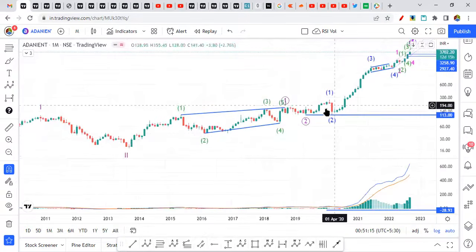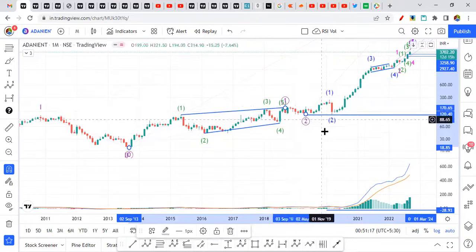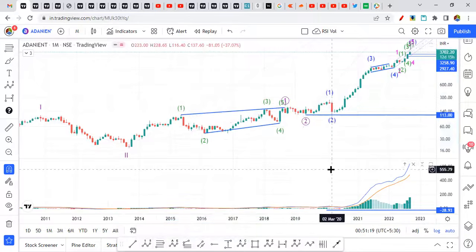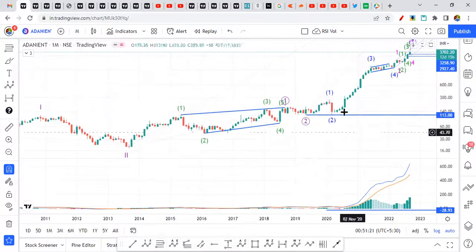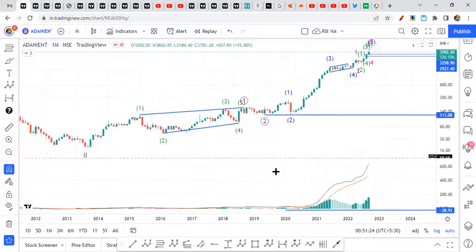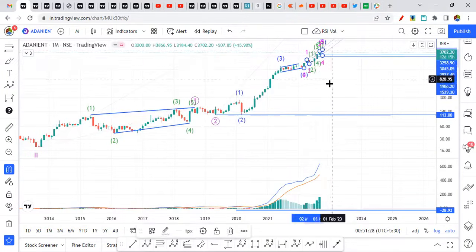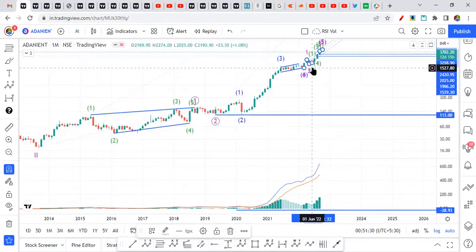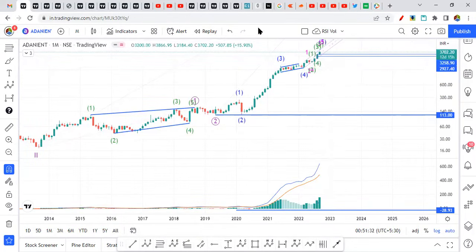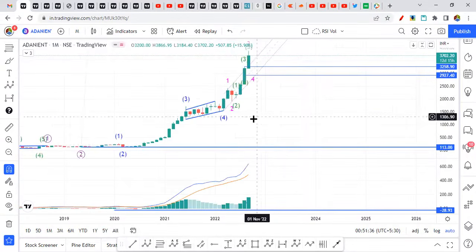So now internally this purple 1-2 also has blue 1-2. Okay, 1 2 3 4 5. So this blue is running now, and this blue is having pink, and pink internally has green. Okay, so let's go on the normal chart and let's check this move.